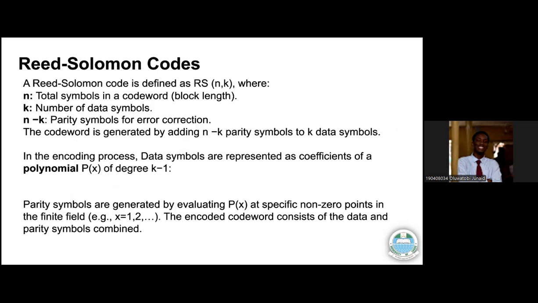All right. So it works on a block length of n, which is 2 raised to the power m minus 1, with a message size of k, and a parity check of n minus k, which is represented by 2t. And like I've said, the encoding process works on polynomial algebra, and the parity check is done by evaluating that polynomial in your finite field.